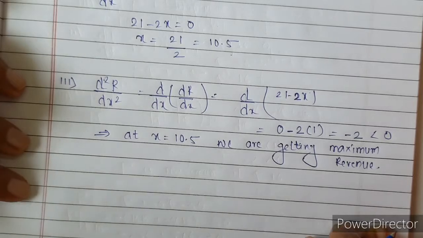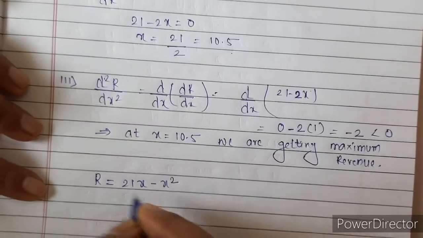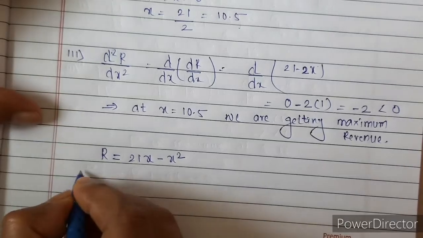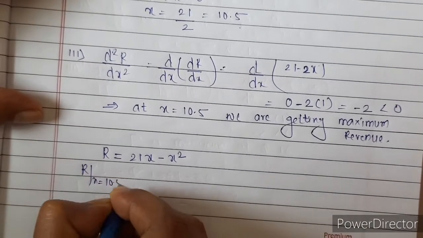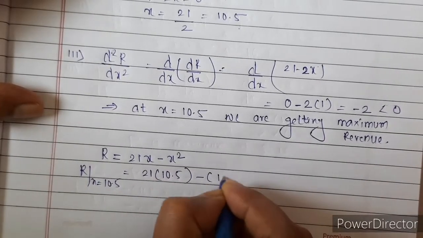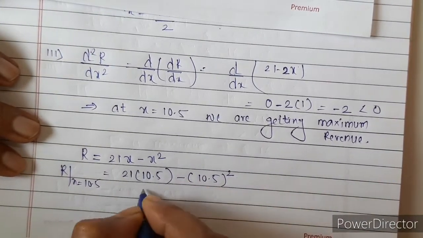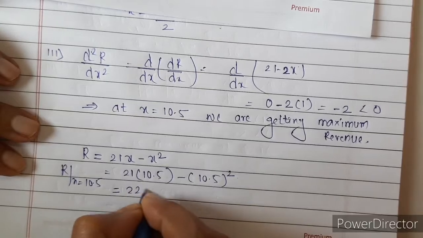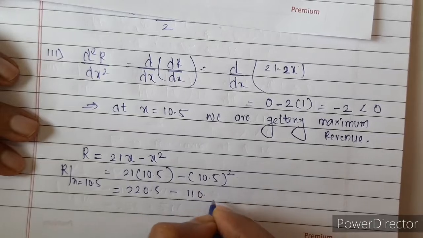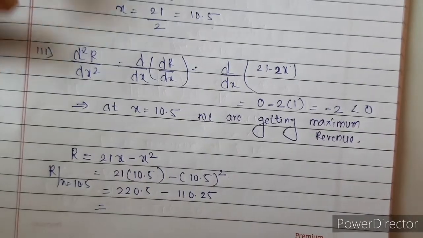Now we have to find what is this revenue. So revenue function is given as 21x minus x square. Now in this function we have to substitute x equals to 10.5 and find maximum revenue. So x is 10.5. So 21 into 10.5 minus 10.5 whole square. Now 21 into 10.5 is 220.5 minus 10.5 whole square is 110.25.